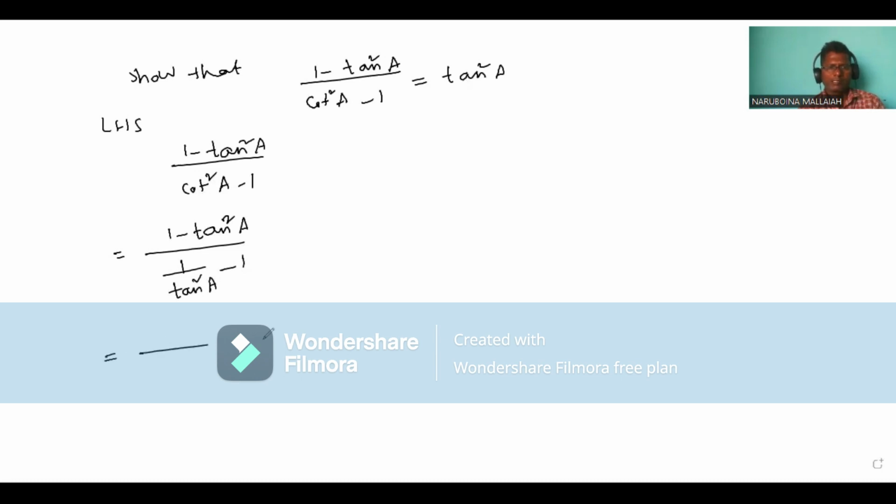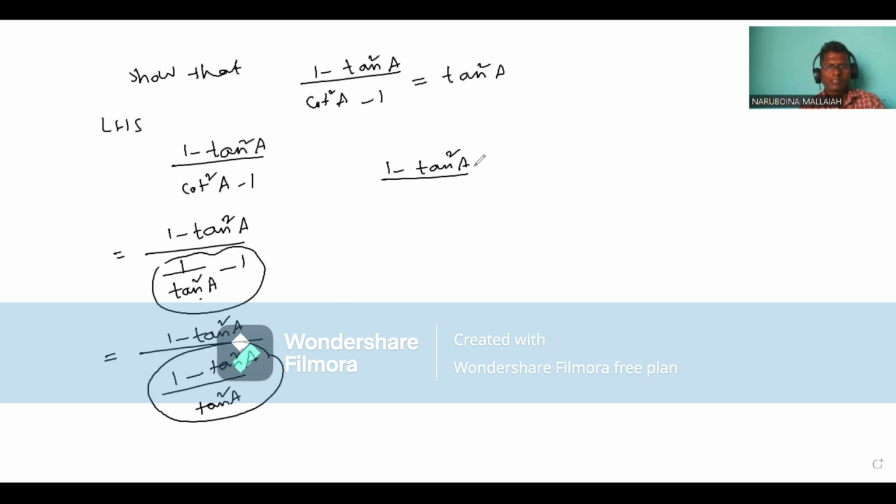Now write the numerator as it is, 1 minus tan square A. For the denominator, LCM is tan square A. We are left with (1 minus tan square A) into 1, over tan square A. Now write 1 minus tan square A as is, and write this fraction in reverse order, that is tan square A by (1 minus tan square A).